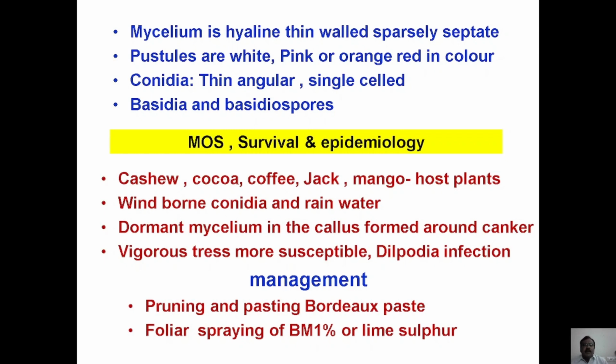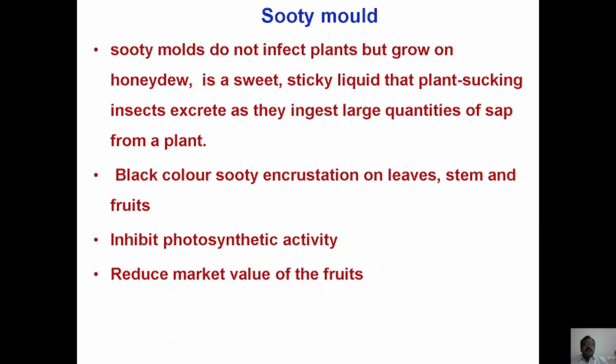The windborne conidia and rainwater are responsible for the secondary spread, while the dormant mycelium present in the infected or affected portions is responsible for the primary spread. The vigorous trees are more susceptible, and trees with Diplodia infection are also highly susceptible to further infection by this Pellicularia salmonicolor. In the affected plant, prune out the affected portions and then apply Bordeaux paste to protect the cut ends. Foliar application of Bordeaux mixture 1% or lime sulfur is also advisable to reduce the incidence.